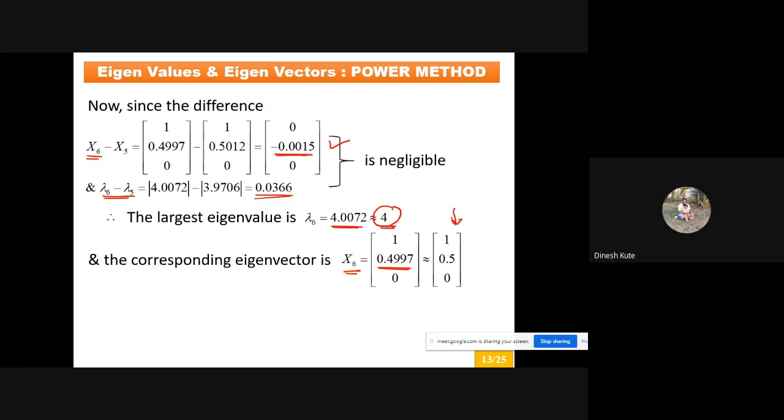See the importance of this method here. Without calculating the determinant, without finding the roots of the characteristic equation, here you directly get the largest eigenvalue and its corresponding eigenvector. Any doubt in this method? I will take one more example.